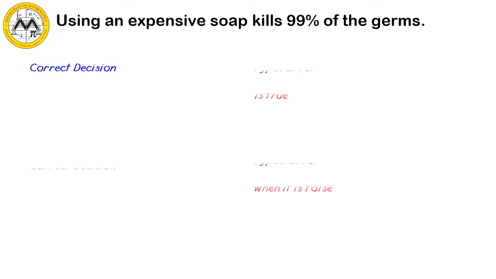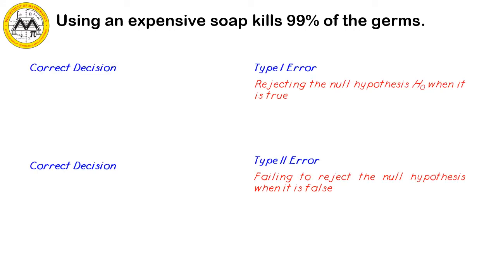Using an expensive soap kills 99% of the germs. So correct decision, use the soap and kill the germs. So you use the soap and you kill the germs.